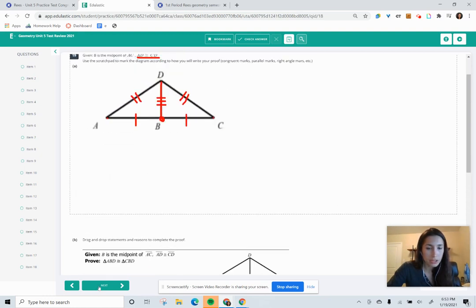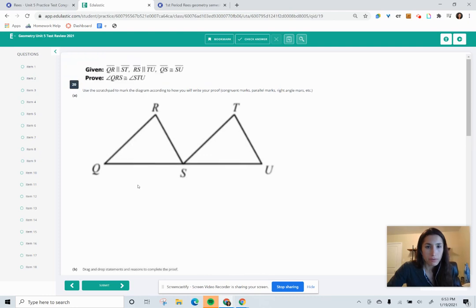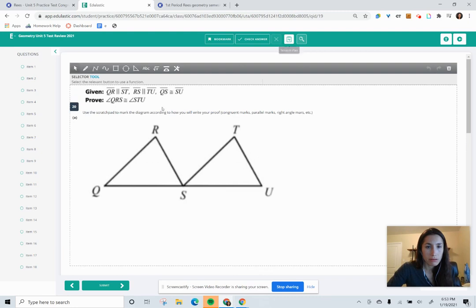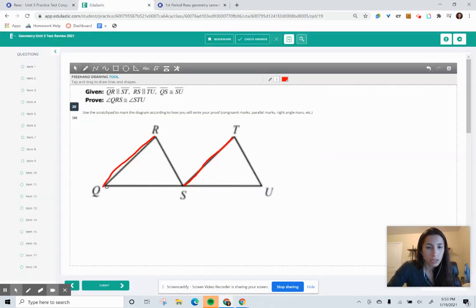And then our last question, number 20, and we'll just do these last two on Edgenuity. All right, so we've got our scratch pad, we've got some given information. So we've got line QR is parallel to ST. If those lines are parallel, remember anytime you have parallel lines, you are making an F shape or a Z shape with alternate interiors. So I'm going to create the F shape out of these.